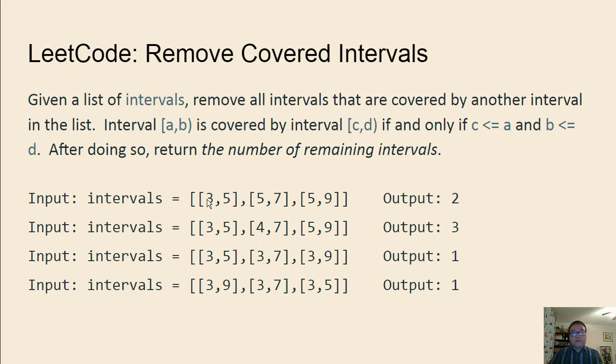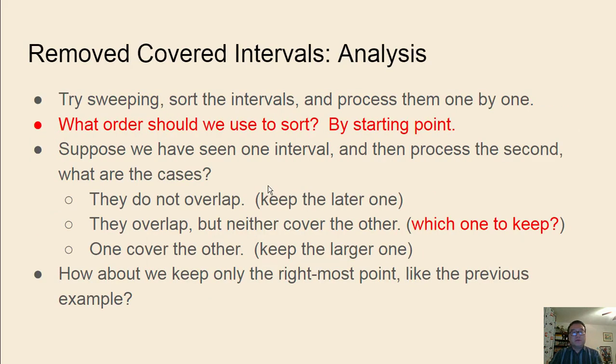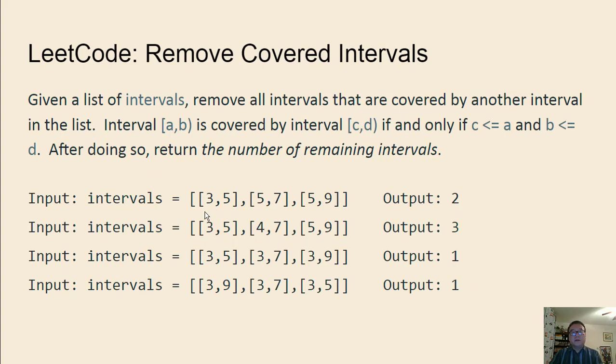Let's say we remember one interval, and then we'll process the next one. What are the possible cases that we need to handle? First, they do not overlap. If the first one and second one do not overlap, then neither needs to be removed because neither one is covered by the other. And it's also safe to forget the first one, because the first one can never cover anything coming later. For example, here we have 3, 5 and 5, 7. They're not overlapping, so we don't need to remember anything about 3, 5.